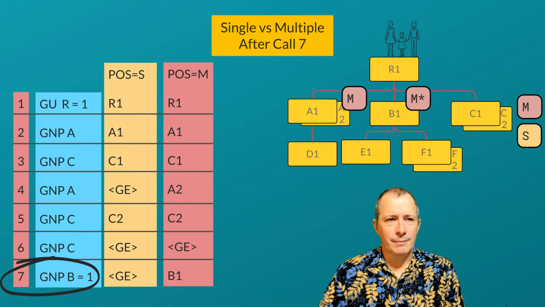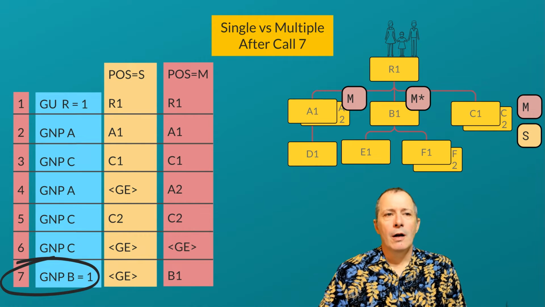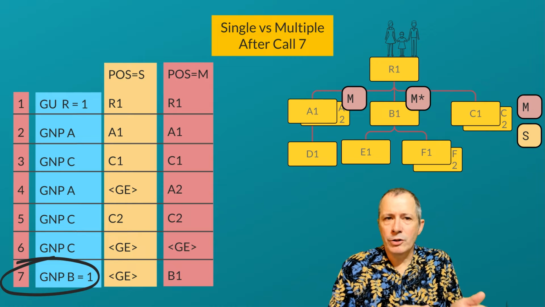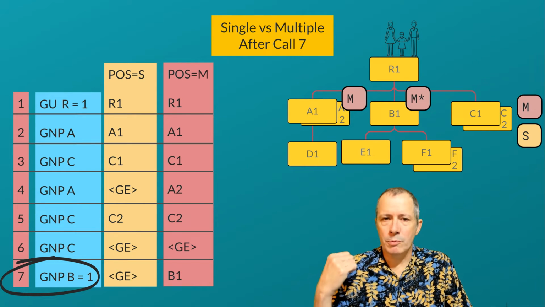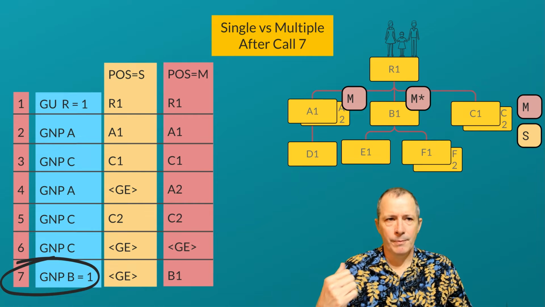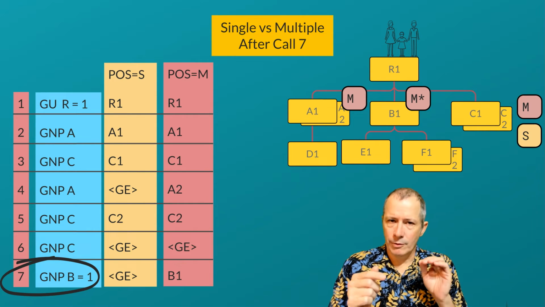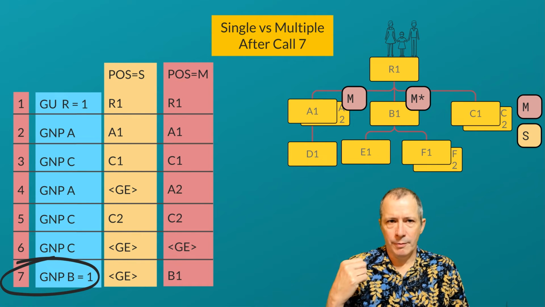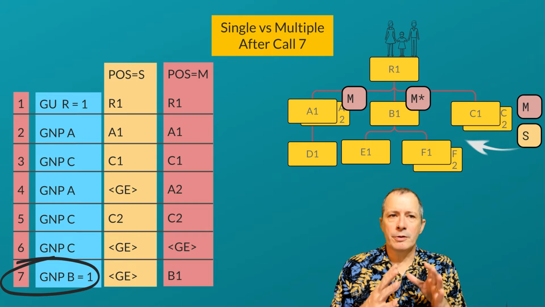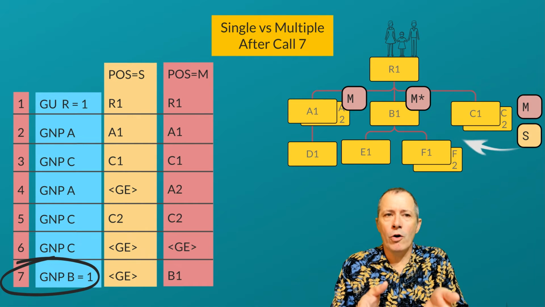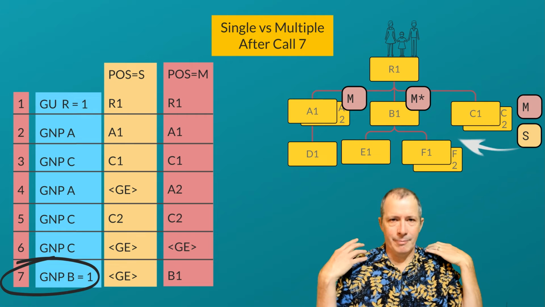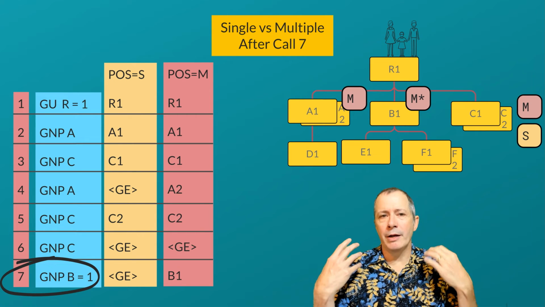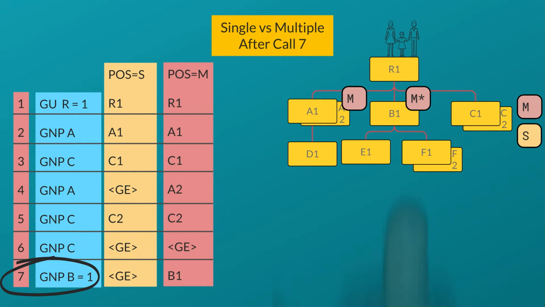Call number 7. Get next within parent B equal 1 in 2. IMS starts tracking the position on the third hierarchical leg for the multiple positioning PCB. The current position is B1 for this PCB. The single position PCB returns GE because the B segments are on a hierarchical leg prior to the C segment. So the position remains where the missing C segment would have been.